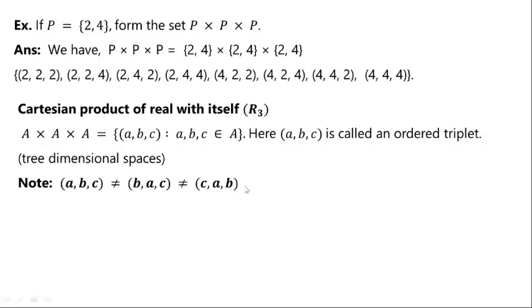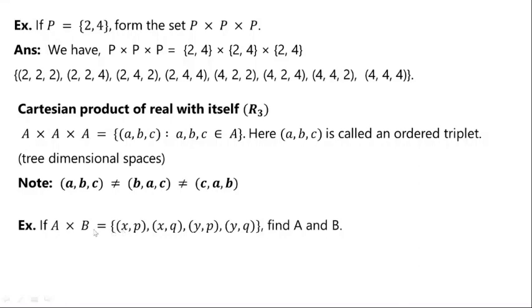So we have a next example. If A cross B, that means the Cartesian product of A with respect to B, is equal to the set of ordered pairs (x, P), (x, Q), (y, Q) and (y, P). Find A and B. So how to evaluate that?